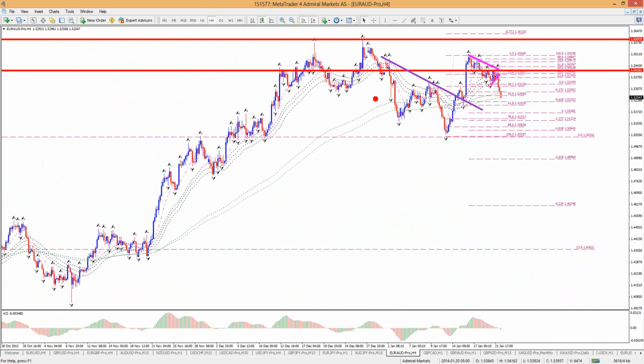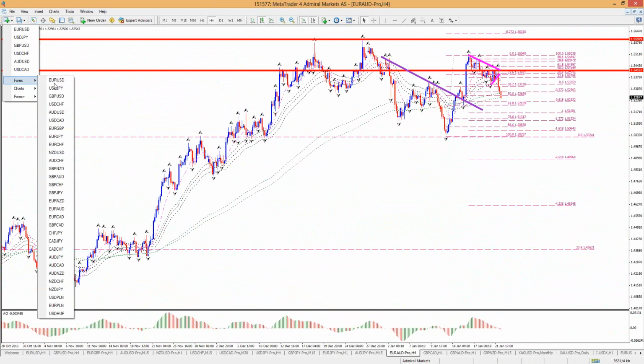So let's take a look at the Euro Swissy. And Sylvia has a question about breakouts and bounce trades. Good. So first, the Euro Swissy, as I promised, Waze.